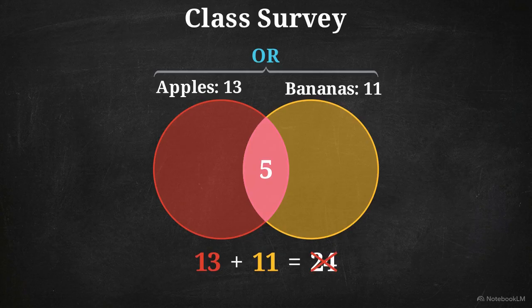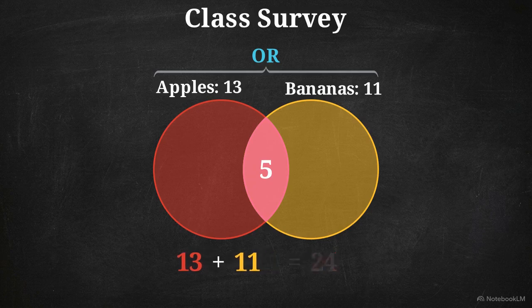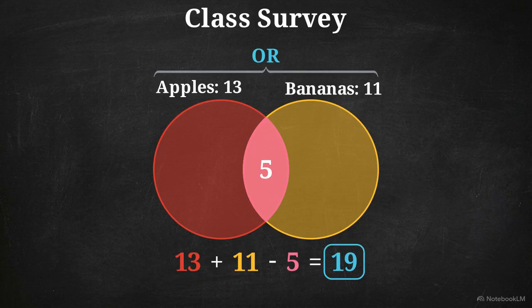But that basic addition has a flaw. The 5 students in the middle just got counted twice. To find the true number, we add the 2 single groups, and then we subtract the overlap once. 13 plus 11 minus 5 gives us 19 unique students.